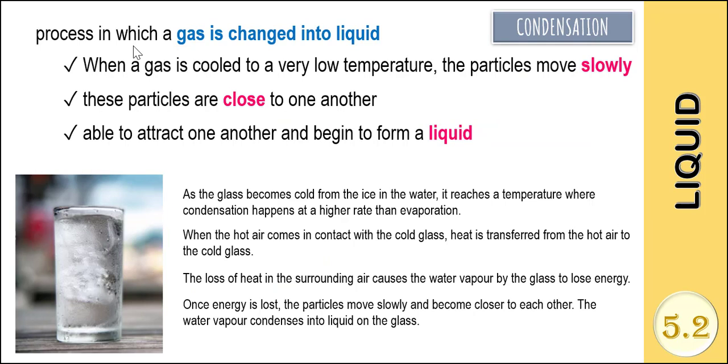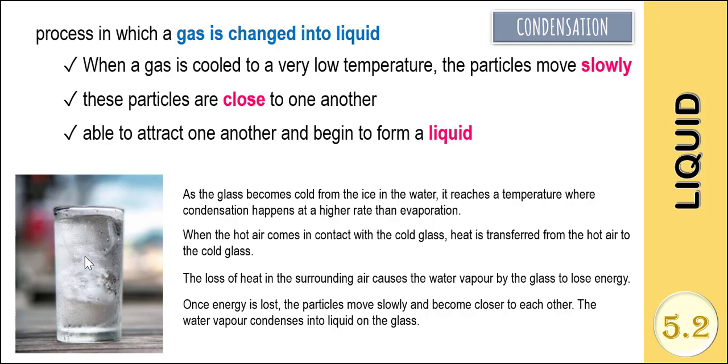Condensation is a process in which a gas is changed into liquid. Actually, condensation is the opposite of evaporation. When a gas is cooled to a very low temperature, the particles of the gas will move slowly. So these particles are close to one another and able to attract one another and begin to form a liquid.